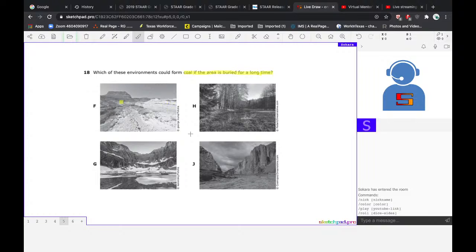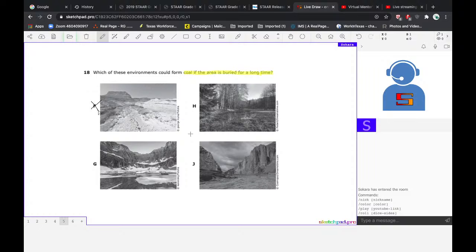First, let's check option F. Okay, so this looks like kind of a desert type ecosystem, but it doesn't look like it has much plant life for coal to form here, and it looks pretty dry. So I doubt coal could form in this type of ecosystem. So let's cross this answer choice out.